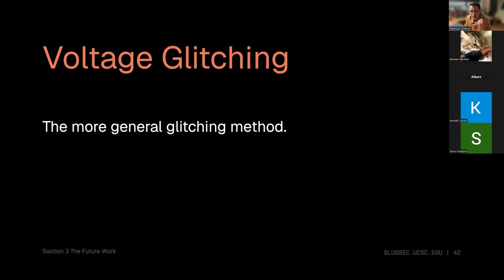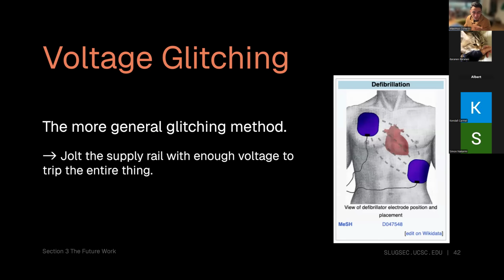Okay, moving on from clock glitching, we have voltage glitching, which is the more general method. It's going to be the thing that you're more likely to use when you start working in hardware attacking. The gist of this is that you're trying to jolt the supply rail with enough voltage to trip the entire chip. So you can think of it as a defibrillator.